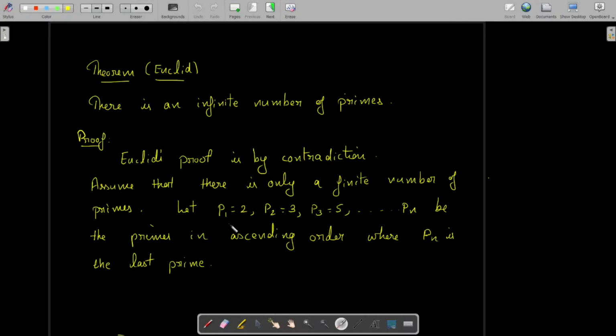Let the primes be P1, P2, P3, etc., Pn, where Pn is the last prime. We arrange these primes in ascending order. We know that the first prime number is 2, the second one is 3, the third one is 5, etc. Pn is the last prime number.